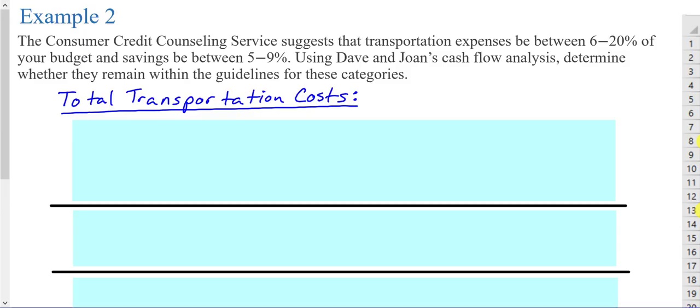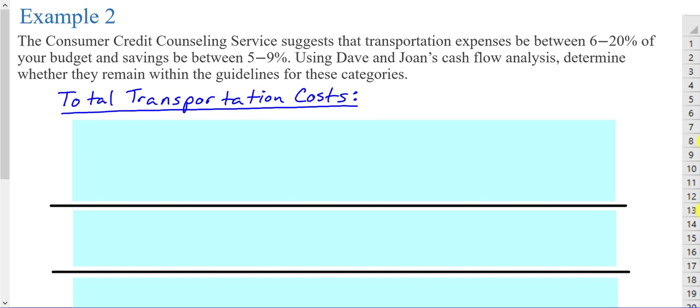So the Consumer Credit Counseling Service suggests that transportation expenses be between 6 to 20% of your budget and savings between 5 to 9%. So we're going to use Dave and Joan's cash flow analysis to determine whether they remain in the guidelines for these categories.